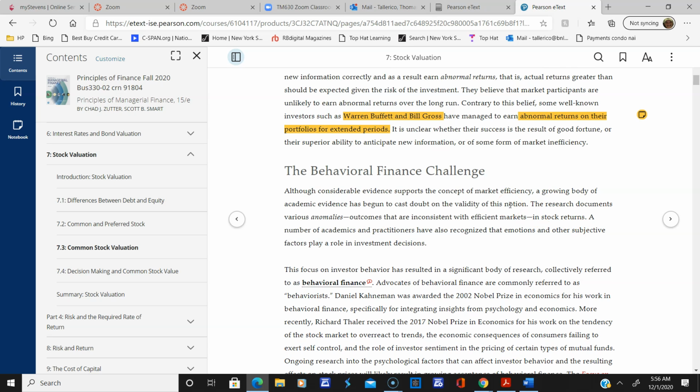All right, so there's a term that's used a lot now and bantered about, called behavioral finance, and it reflects on how people react to the markets.